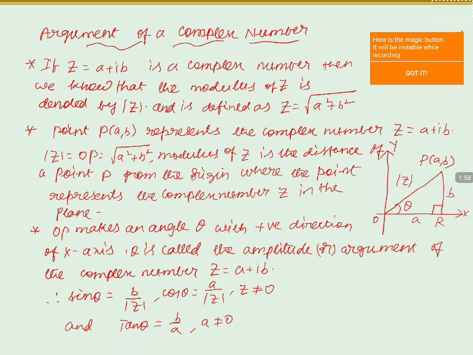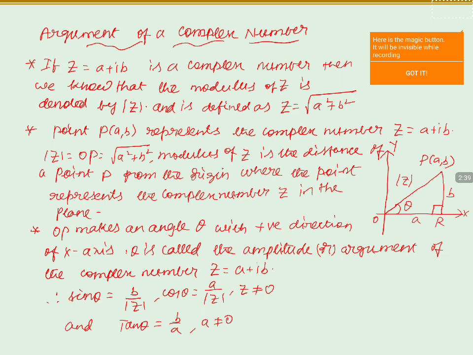Now, the point O to the point P (a comma b) is getting joined to the x-axis as well as the origin, so that it gives rise to a triangle called ORP, which is a right angle triangle, because angle ORP is 90 degrees. Now, the value of PR is given by b, the value of OR is given by a. And the angle made by OP with the positive direction of the x-axis is known as theta. And the length of OP is nothing but the modulus of z, that is square root of a square plus b square.